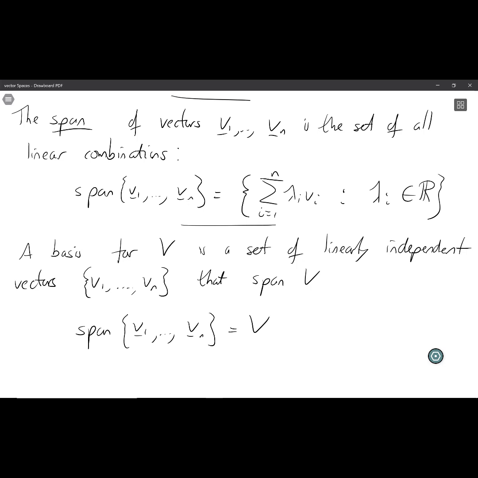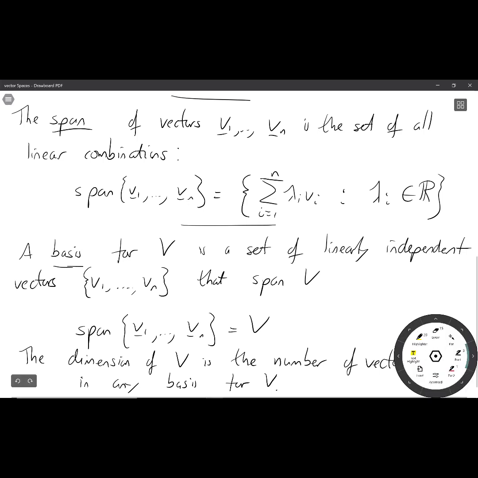And because they're linearly independent, we know that we can't make one of the vectors by a combination of all the others. So if we remove an element from our basis, we reduce the size of the space. So the final thing we need is dimension. Okay, we say the dimension of V is the number of vectors in the basis, in any basis for V. Okay, so let's have some examples.